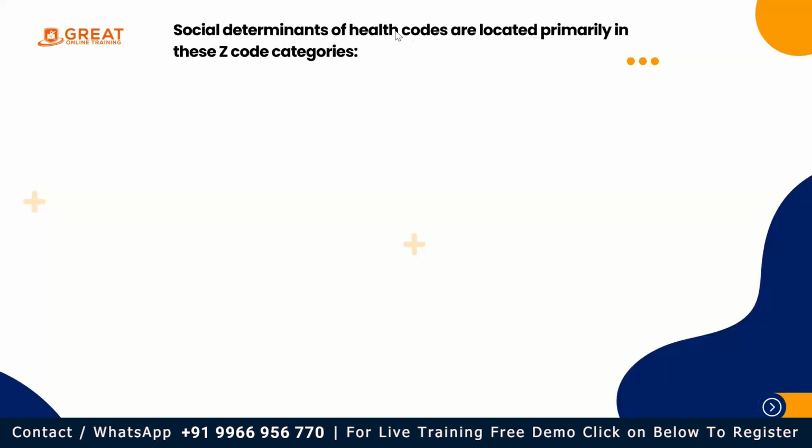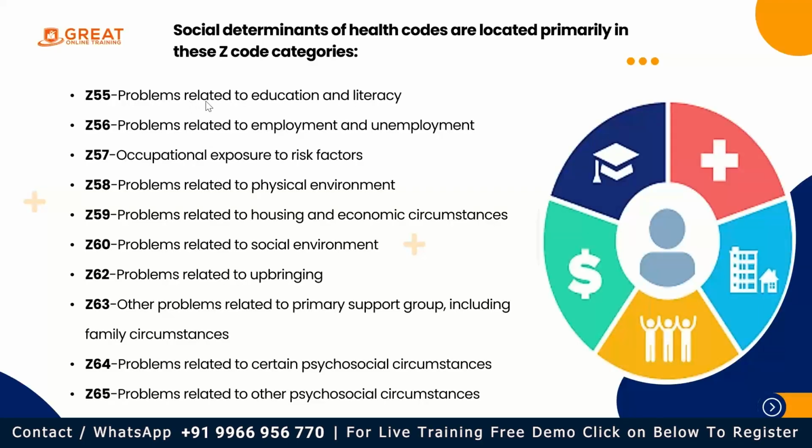Social determinants of health codes are located primarily in this G codes category. G55 problems related to education and literacy. G56 problems related to employment and unemployment. G64 problems related to certain psychological circumstances. G65 problems related to other psychological circumstances. So these are a few examples of SDOH G codes.